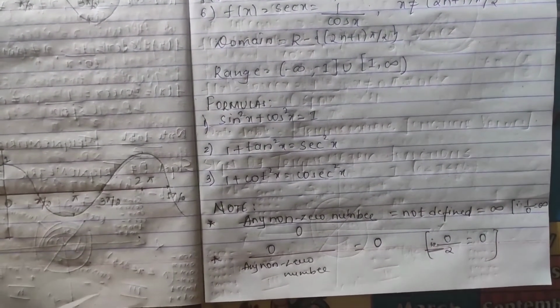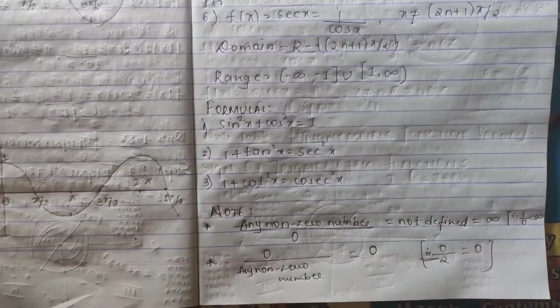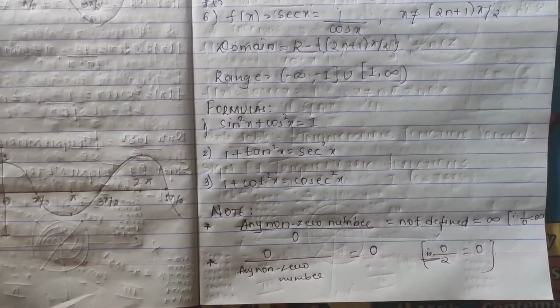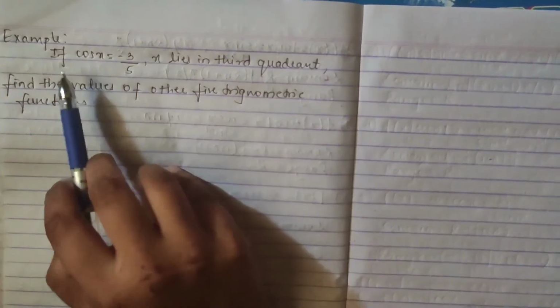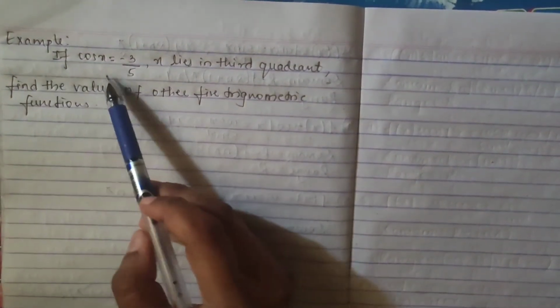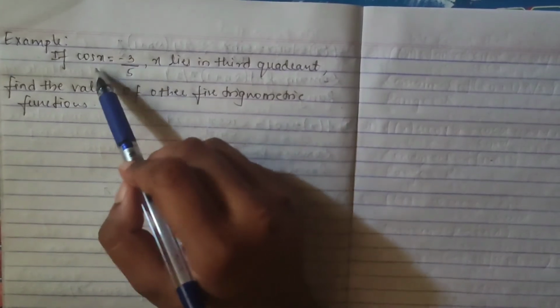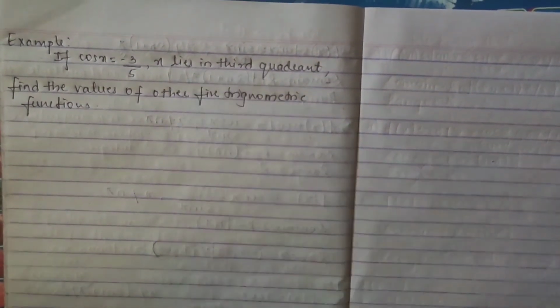Please keep your table ready, and you should know that table, as you have already studied it in your 10th also. So we'll see one example before heading to the exercise. Here the example is: if cos x is equal to minus 3 by 5, where x is your angle, and they are mentioning that x lies in the third quadrant.